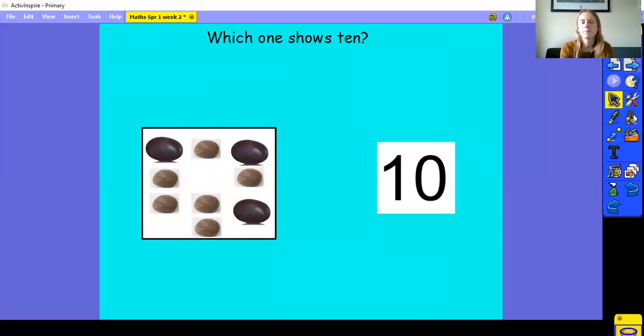What about this time? Do we have 10 pebbles, or is that the numeral that shows 10? Point to the one that shows 10. Well done if you're pointing to the numeral. The numeral that has a 1 and a 0 shows 10. Let's check to make sure that there are not 10 pebbles. 1, 2, 3, 4, 5, 6, 7, 8, 9. No, there are not 10 pebbles. This is 10.